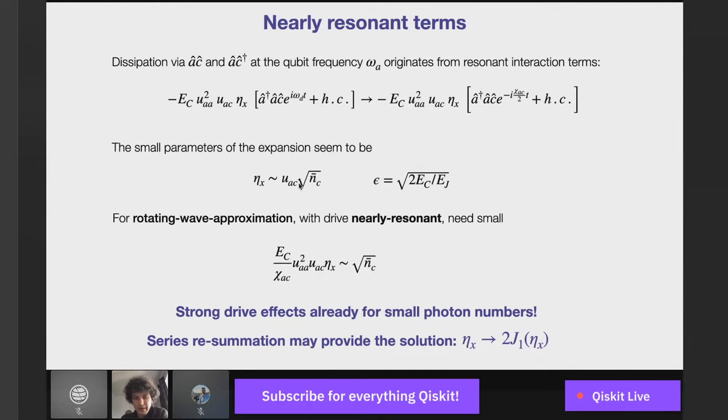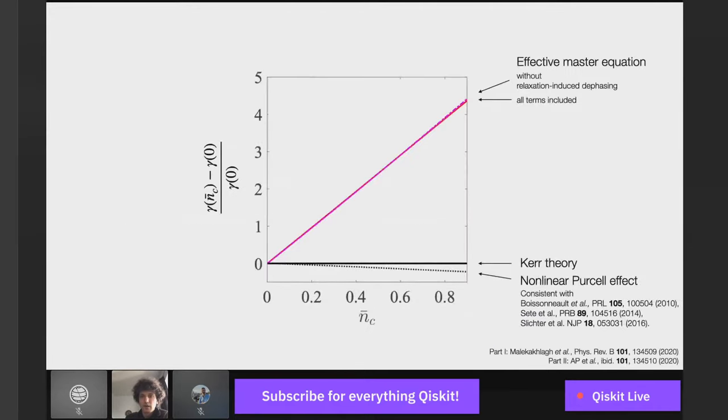And this is work in progress that I will not have time to talk about here, but it turns out that series resummation may provide the solution to this problem, in which you take into account the fact that all of these drive terms enter through trigonometric functions, through the cosine potential of the Josephson junction. So in fact, you will never get polynomials in the drive amplitudes, but you will get Bessel functions of the drive amplitudes. To give you an artist's rendition, or a cartoon, of how that would play a role here, remember that I showed you this wildly increasing relaxation rate, and I told you that it's only through this prediction very close to zero drive.